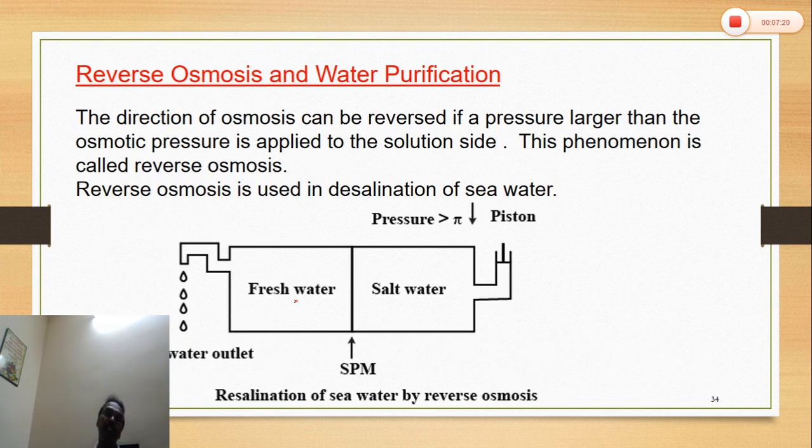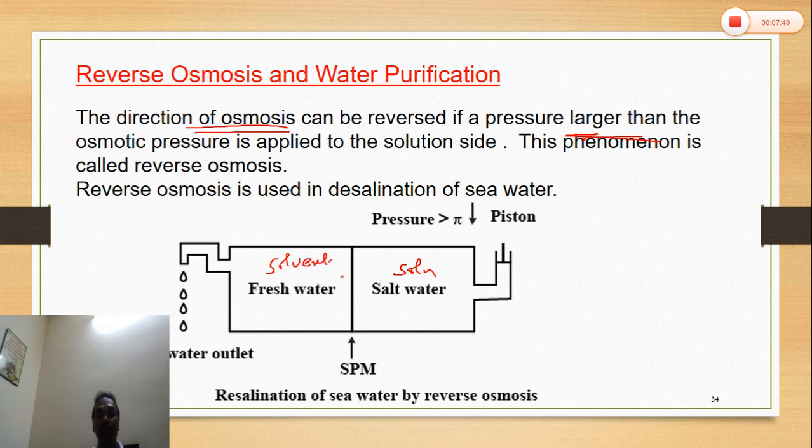Now this is osmosis. Now we can apply a pressure greater than osmotic pressure, then the direction of osmosis is reversed. This is fresh water, this is salt water. This is solution, this is solution, this is solvent.